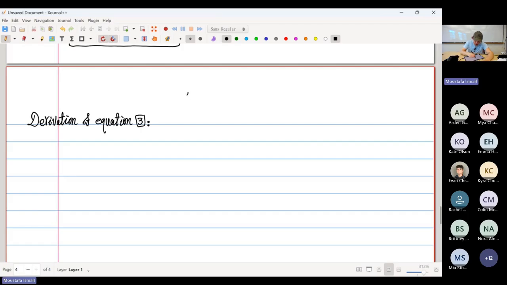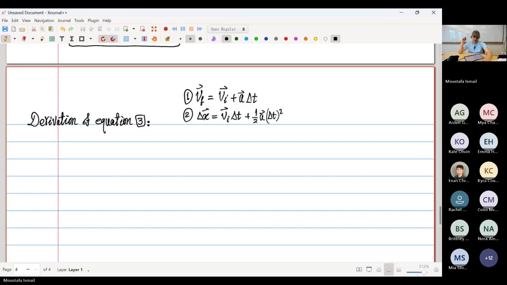Let me rewrite equation 1 and 2 because we are going to use them now. So V final equals V initial plus A delta t. And equation 2 is delta x equals V initial delta t plus half A delta t squared. Equation 3, which I want to derive, is V final squared equals V initial squared plus 2A delta x.